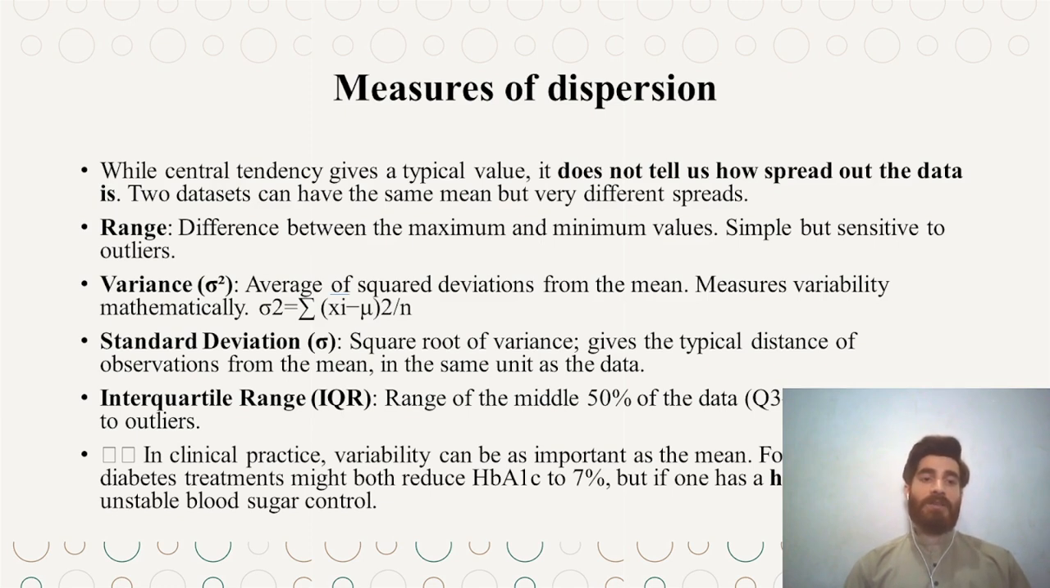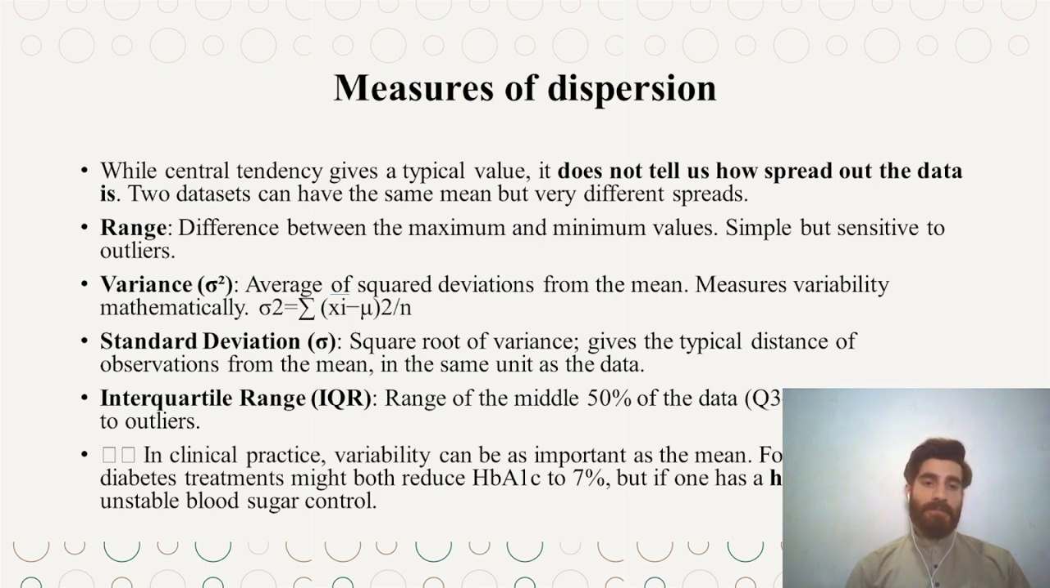So what is range? Range is the difference between maximum and minimum value. For example, we have data whose maximum value is 78 and minimum value is 10. So we have to calculate 78 minus 10, so the range will be 68. Now variance, the average of squared deviations from the mean. It measures variability mathematically, but the problem with variance is that it measures the square of the unit.